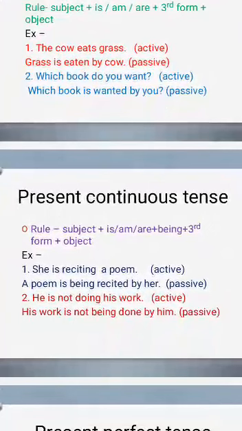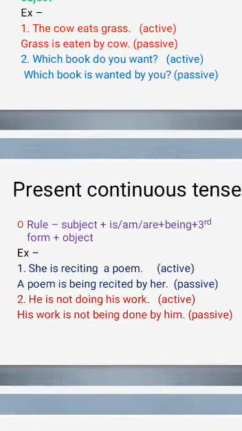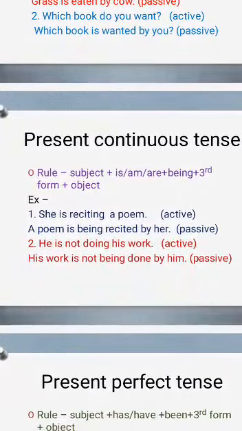In this tense, when we change into passive voice, the rule is subject plus is/am plus being plus third form plus object. For example, she is reciting a poem. When we change into passive, we will write a poem is being recited by her. Next example is he is not doing his work. His work is not being done by him.